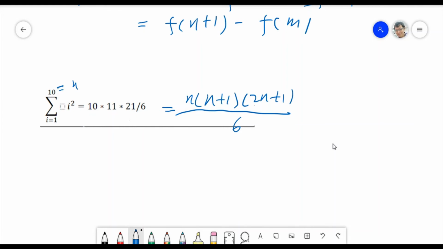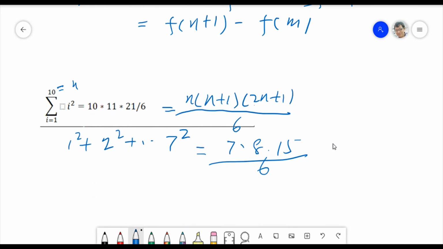These summations, this sigma notation, is quite useful. For example, if I take 1 squared plus 2 squared up to 7 squared, doing that is quite hard, right? But right now it's very easy. Here you can see 7 times 8 times 15, since 2 times 7 plus 1 is 15, divided by 6. So this is very easy. And this will be 5, and this will be 4, so it is 140. Just that easy.